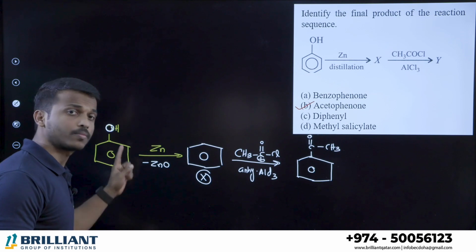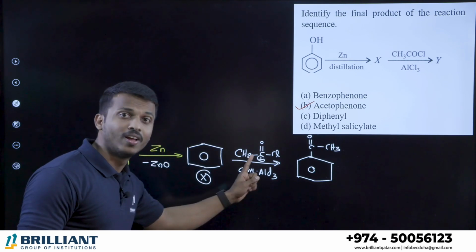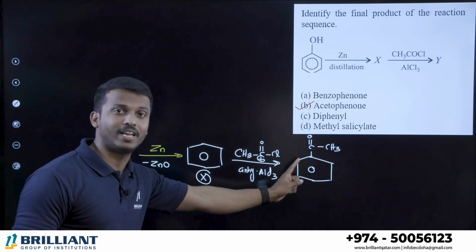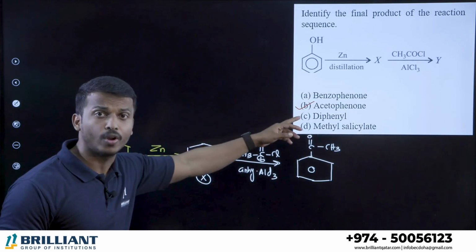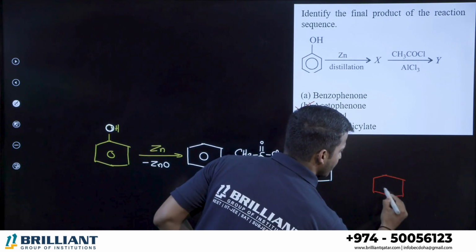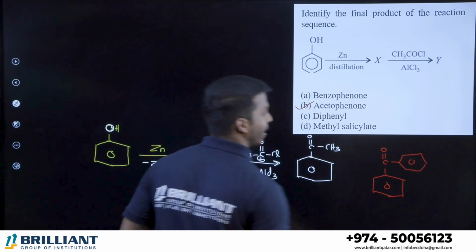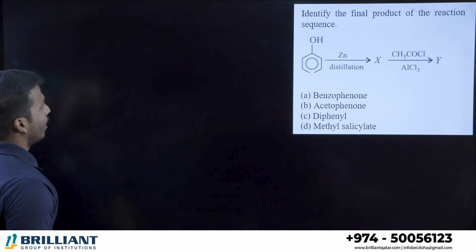So first one, phenol on reduction, you will get benzene. Benzene on Friedel-Crafts acylation, you are getting acetophenone. Is it benzophenone? No. Right. What is benzophenone, dear all? Benzophenone means benzene with the CO, then another benzene. Right. This is called benzophenone. Not the correct answer. Next one.